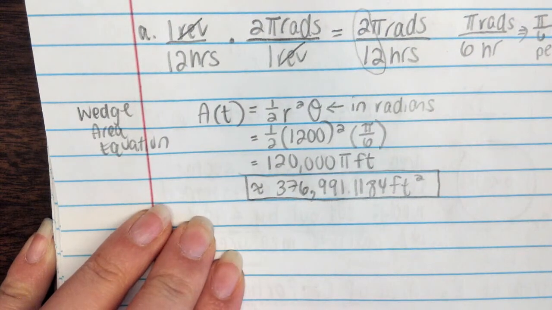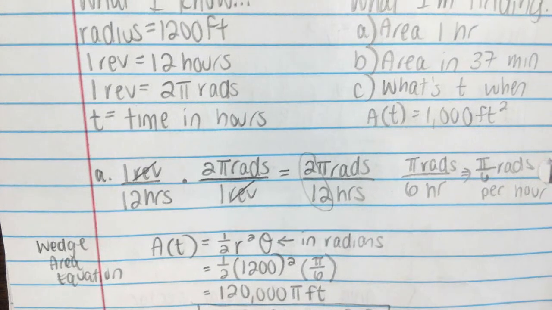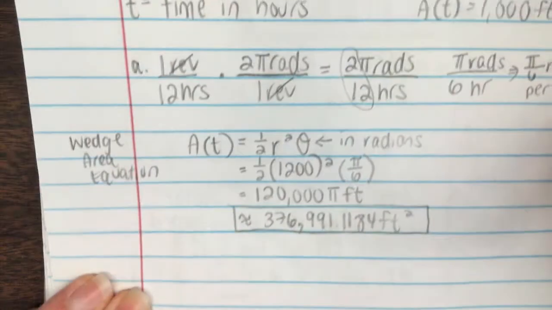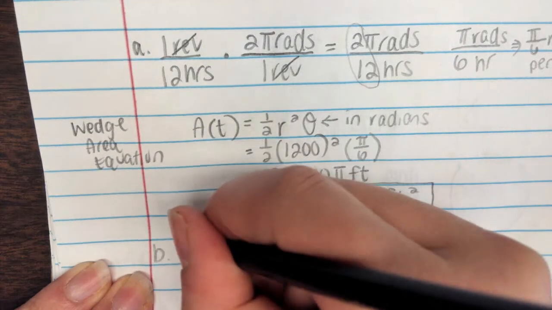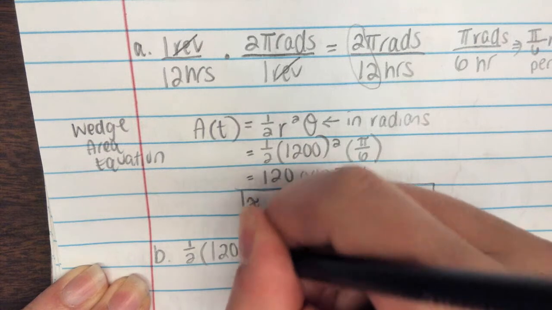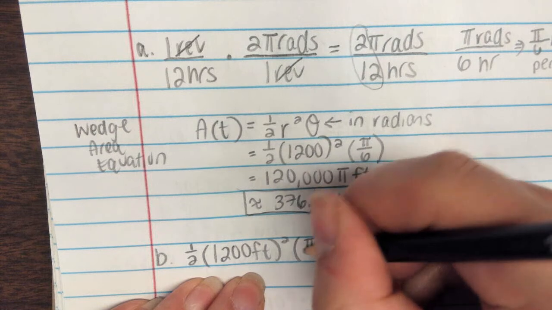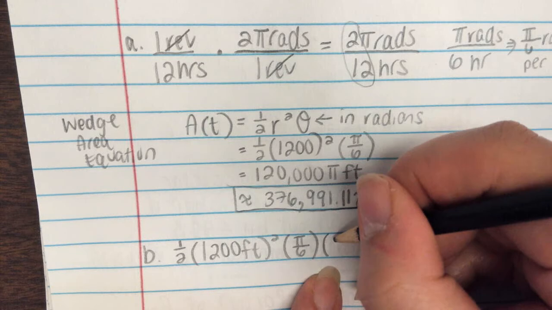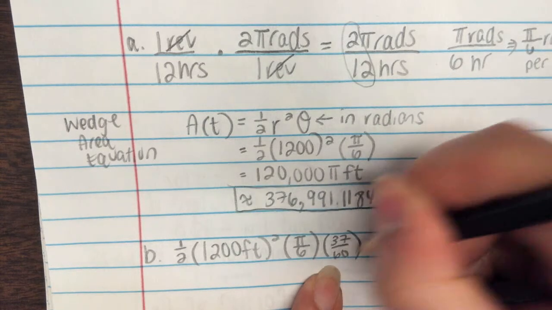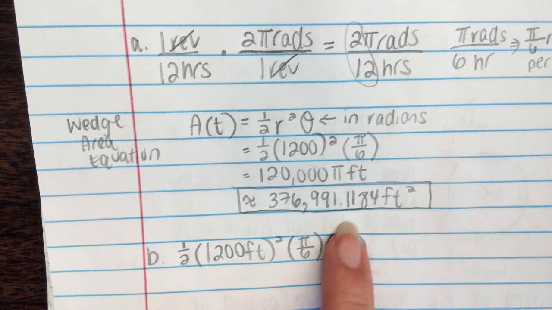But for part B, there's a slight problem. For part B, we're not doing a full hour, right? For part B, they want to know after 37 minutes. So guess what? I'm going to have the same initial setup. I'm going to have a half times the radius, and this time I'll write feet, just to make it better so you can see where it comes from. Over the radius, right? But this is where I'm actually trying to figure out a fractional part. 37 minutes in an hour. So this is the fractional part piece right here.